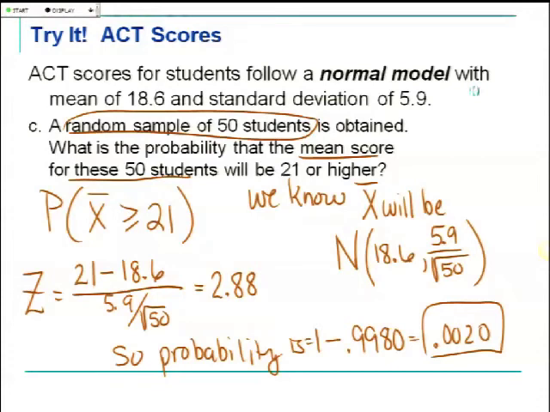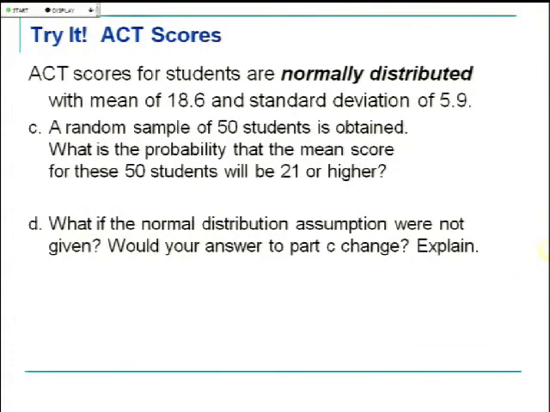All right, part D says, what if you didn't have a normal model to begin with? Would your answer to part C change? Well, what about A and B? Could you even answer A and B if I didn't tell you it was a normal model? If I only gave you the mean and the standard deviation for ACT scores, you couldn't answer those probability questions. You'd have to have the model, the density of some sort to find its area underneath it. But what about part C, which was about x bar?